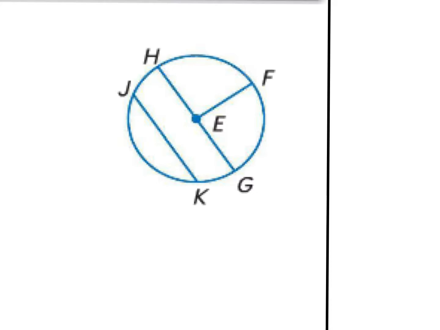So in this example here, I'm going to name this circle. I'm going to call it circle E. I'll identify my radii, which is plural for radius. So my radii would be HE, GE or EG, order doesn't really matter. FE would also be a radius. Diameter would be HG, and then a chord would be JK, and also HG. So we have two chords on here, 3 radii and 1 diameter.